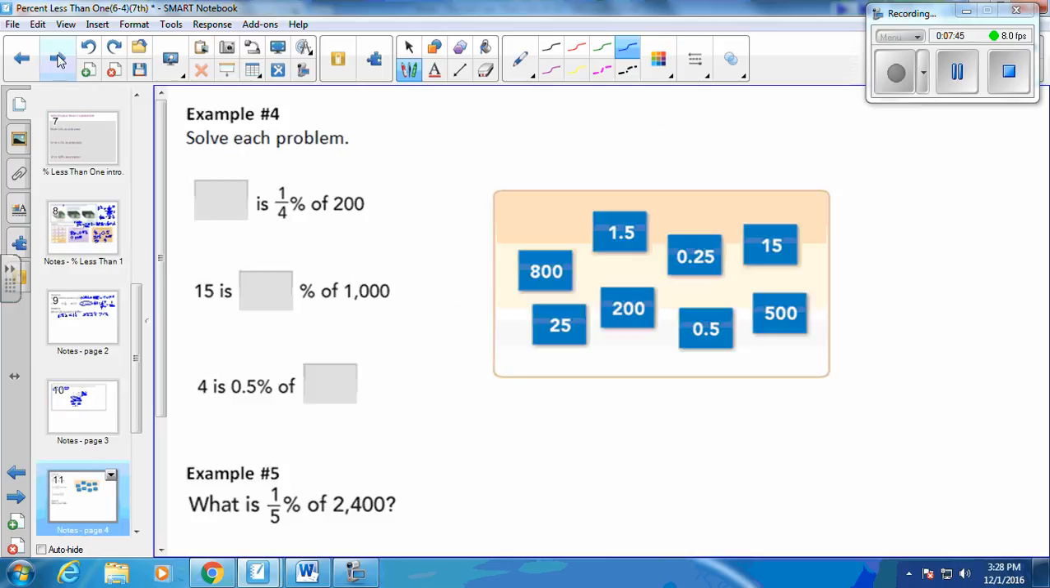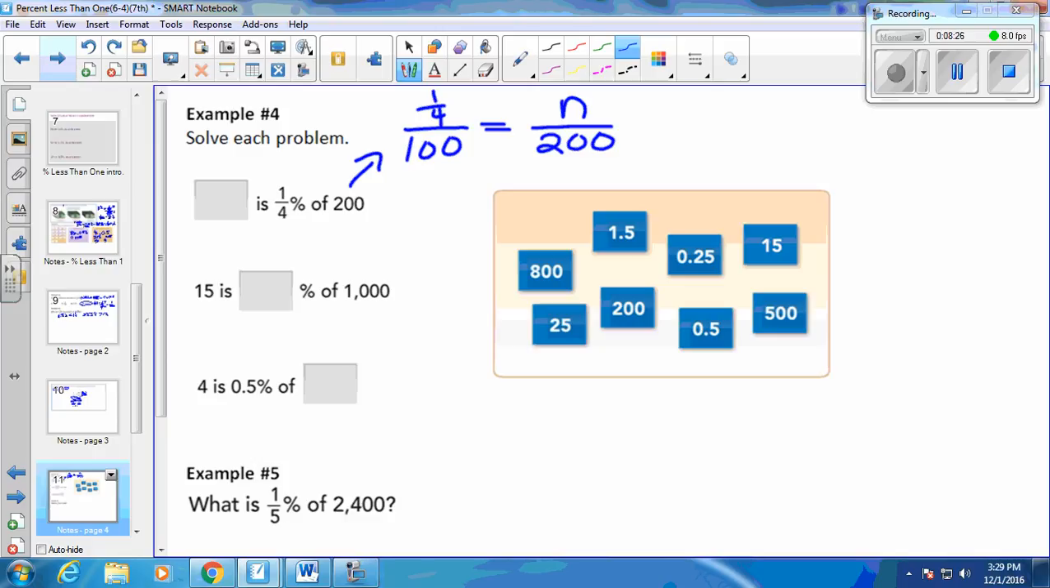So the next question, number 4, they're asking us to specifically solve these problems, and we're going to go ahead and use a proportion. So when it says blank is 1/4% of 200, I'm going to do my work for this one right here. Of 200 means that number is going to go in the denominator. The blank is means I'm looking for the part. And I've got 1/4%, which I can put as 25/100ths if I wanted to, or you can leave it as 1/4. I don't really have a preference. I'm going to leave it as 1/4 and place this over 100.